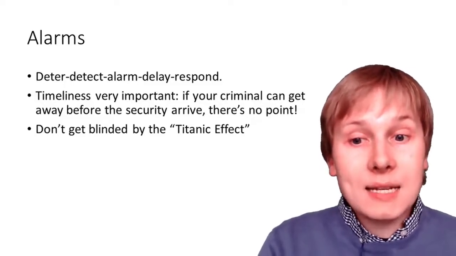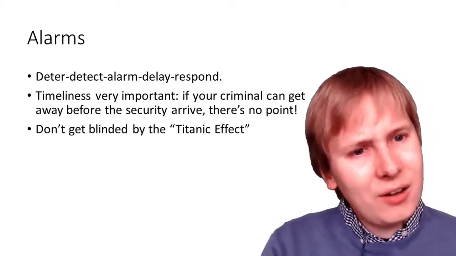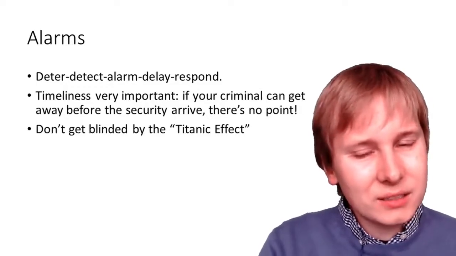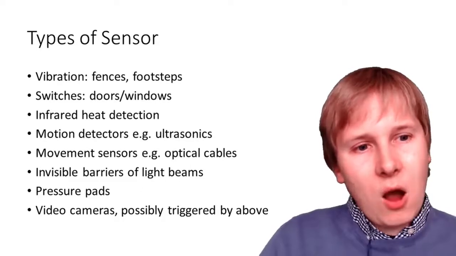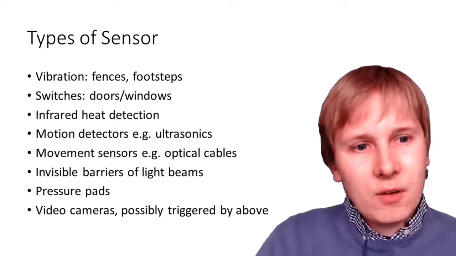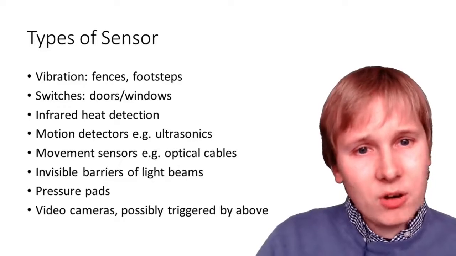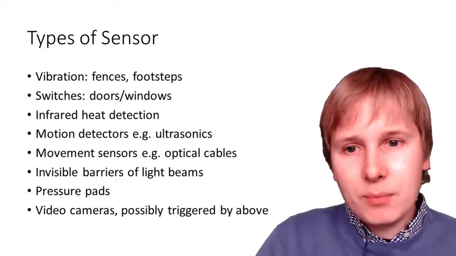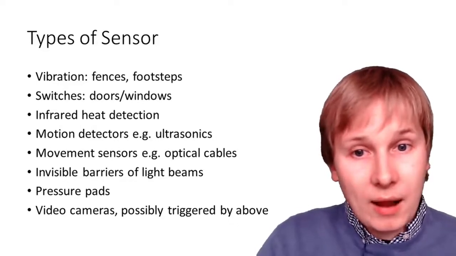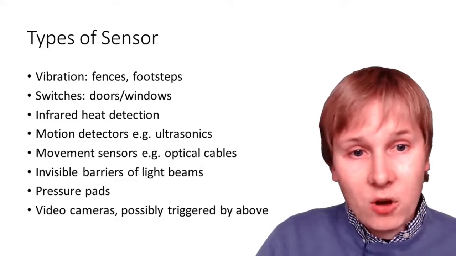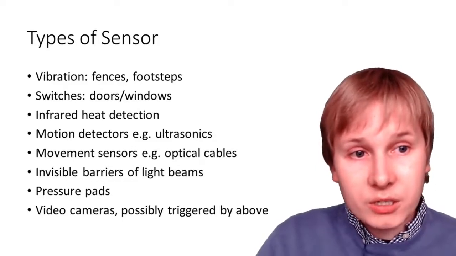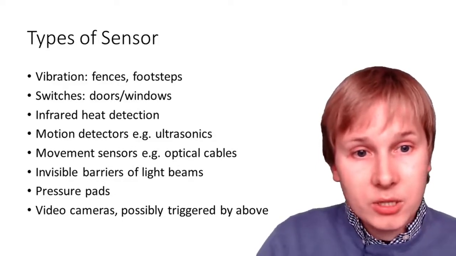Don't get blinded by the Titanic effect. Is your security really unsinkable? And if it is, will that cause you to ignore the obvious threats? Then we've got, if we are trying to protect things via sensor, lots of different things that you can use to trigger your alarms. We've got vibration, switches, infrared heat, motion ultrasonics, microwaves, invisible barriers of microwave or infrared, pressure pads, video cameras, movement sensors such as cable ties or seismometers or even optical fibers, depending on how fancy you want to go.